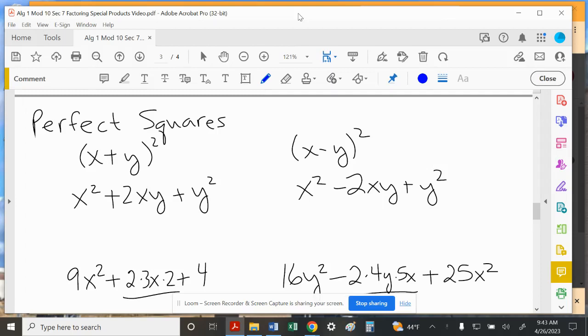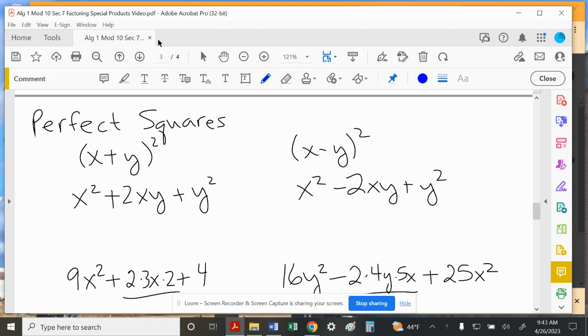Okay, now we jump into perfect squares. This is another type of special factoring, and we want to recognize when it's a perfect square. That way we can factor it a faster way than using the box method, or using grouping, or doing something else to factor it down.